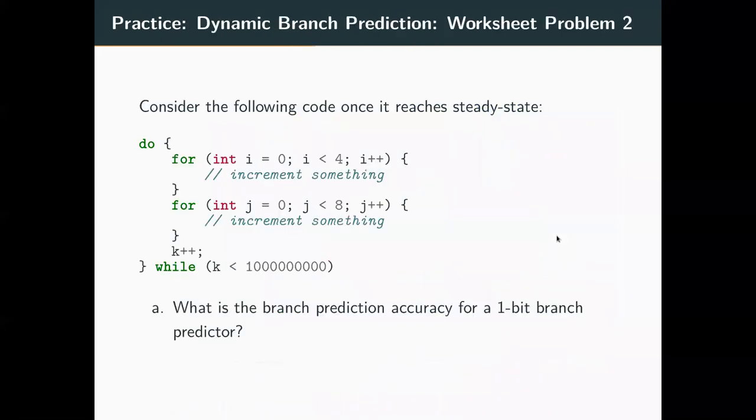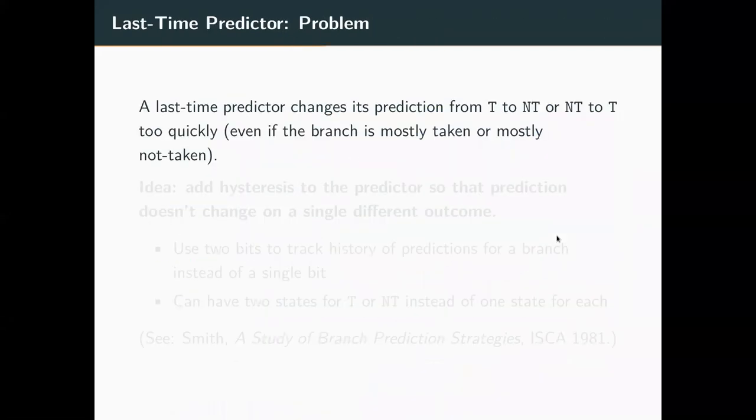So there's a bit of a problem with these last time predictors. If we have a branch that goes from taken to not taken, or not taken to taken too quickly, then we're going to switch to a different prediction too often. So if we have taken, not taken, taken, not taken, we're going to get 0% accuracy with that.